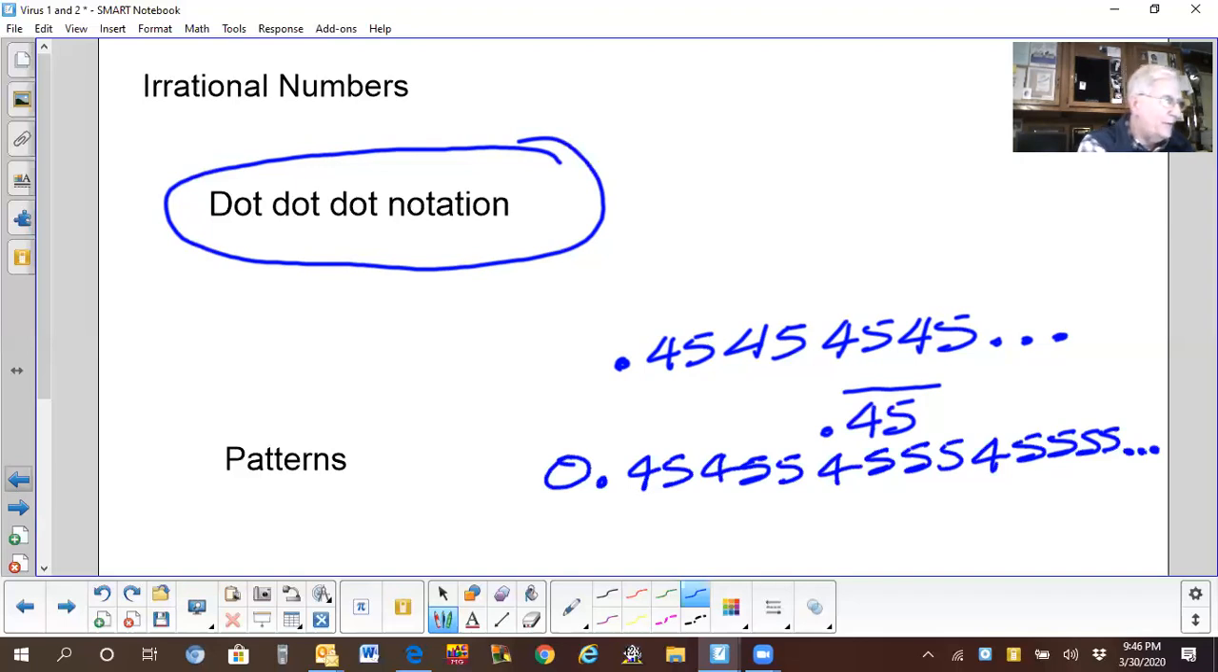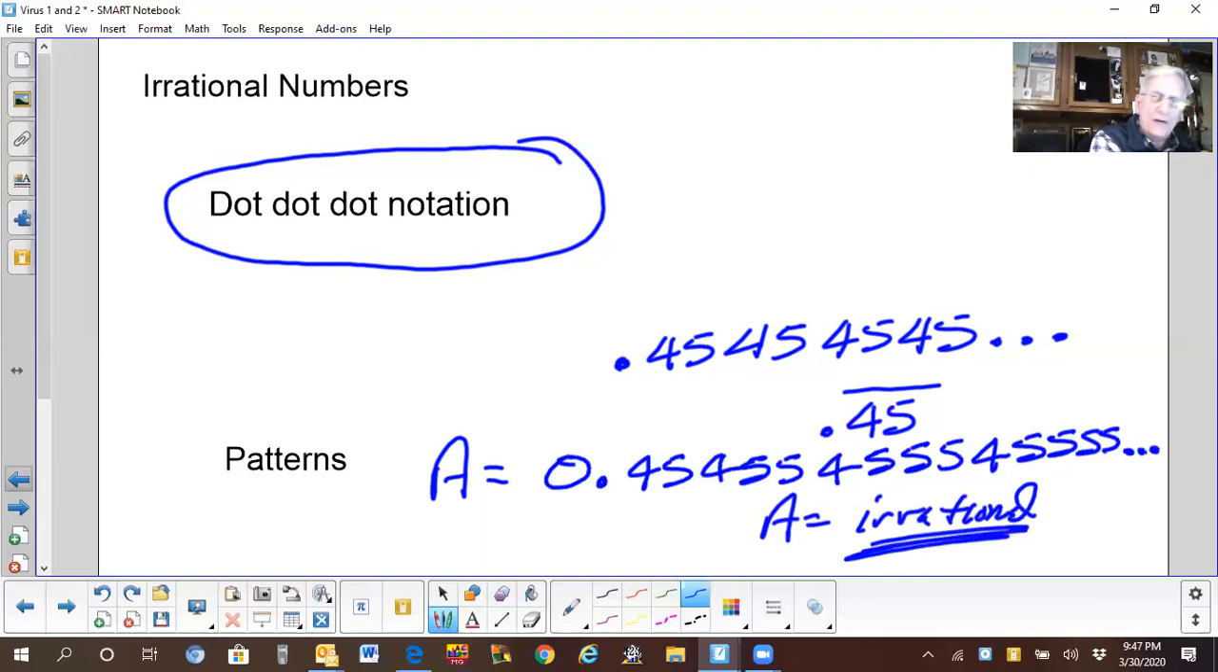This type of number right here, I'm going to call it the number A. A is irrational. It is irrational behavior for a number to show that kind of a growing pattern. The number above it is a rational number. I'm going to call it B. B is rational. The reason B is rational is I could convert that back to a fraction which it came from.